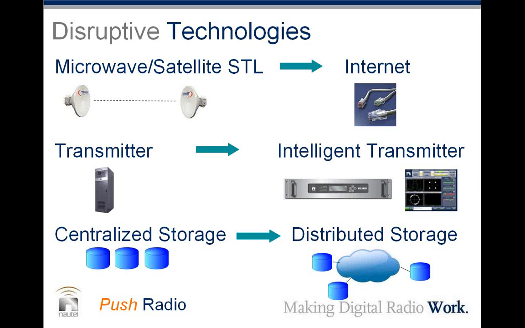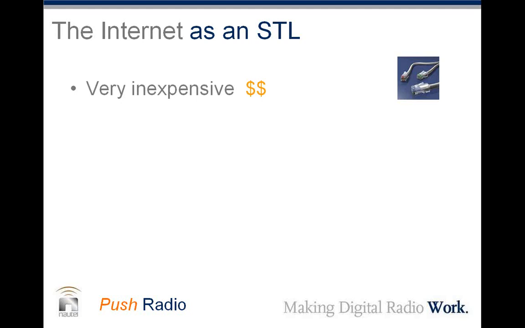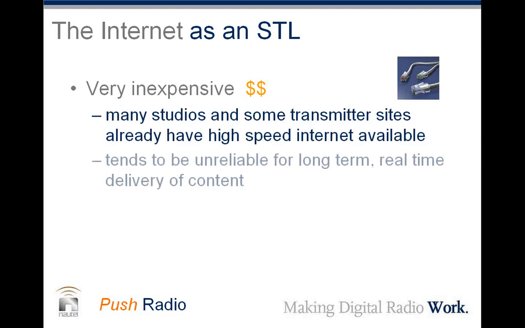So let's talk about the Internet as an STL. The Internet as an STL is very inexpensive. Many sites that stations have already have Internet coverage, an Internet connection, and in cases of cable modems and things like that, they can be pretty high instantaneous data rates. Many studios and some transmitter sites already have the high-speed Internet. It tends to be unreliable, potentially, for long-term, real-time delivery of content.